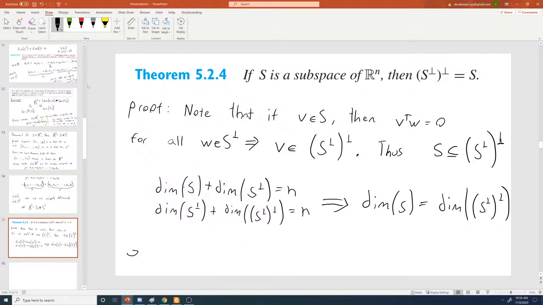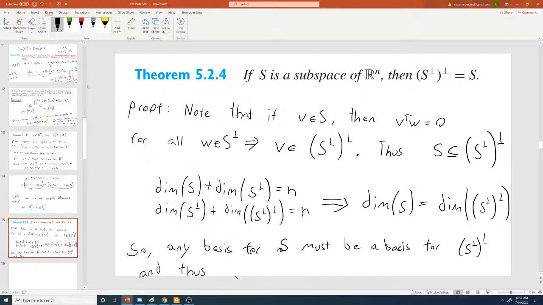So any basis for S must be a basis for the orthogonal complement of the orthogonal complement, and thus S is actually equal to the orthogonal complement of the orthogonal complement. All right.